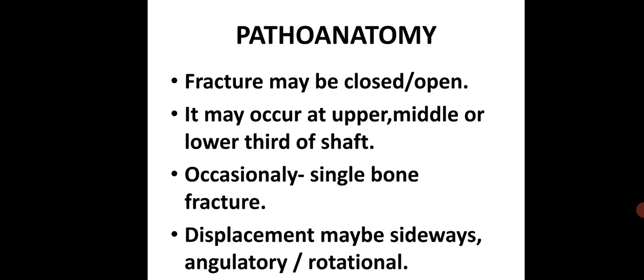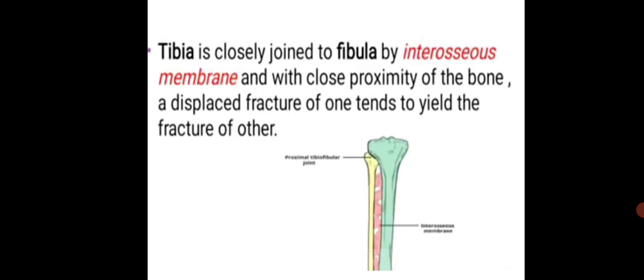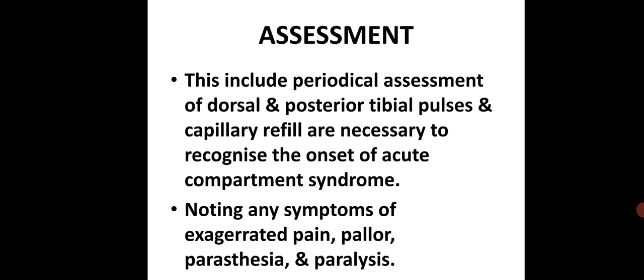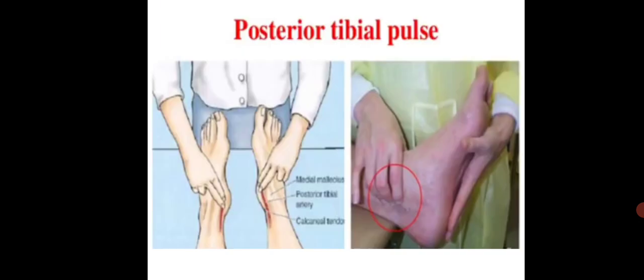The fracture may be closed or open. It can occur at the upper, middle or lower third of the shaft. Occasionally it is a single bone fracture. Symptoms can be extreme pain, edema of the lower leg, and obvious anatomical deformity. We will assess the case by dorsalis pedis and posterior tibial pulses, by capillary refilling, and by noting any symptoms of pain, pallor, paresthesia, and paralysis.